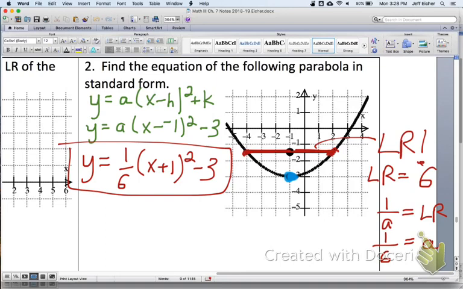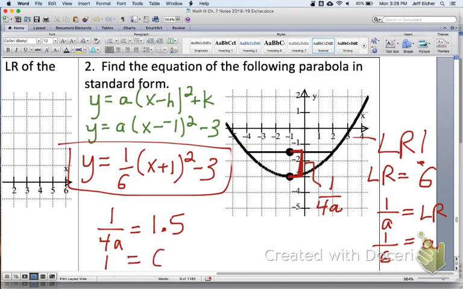There's another approach that you could take that some students like, so let me get rid of some of this drawing right here. What's another way that you could find the a value? Well, this distance here, that distance is 1 over 4a. So 1 over 4a equals, that distance looks like it's 1.5. And then from there you can just solve for a. Multiply both sides by 4a, you get 1 equals 6a. And then divide both sides by 6, that would be 1/6 equals a.